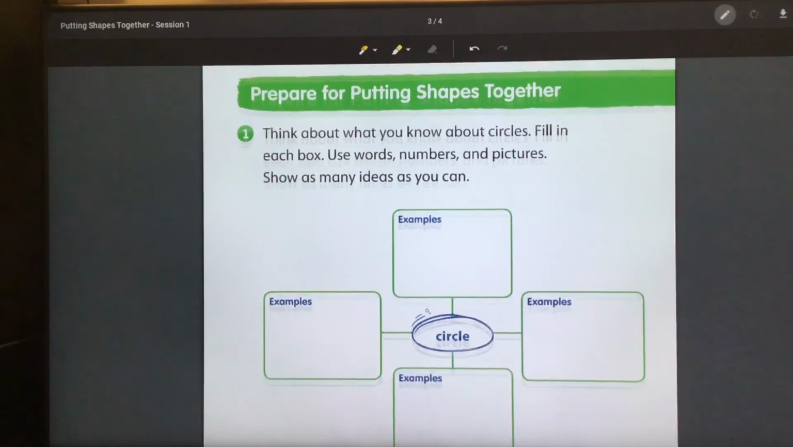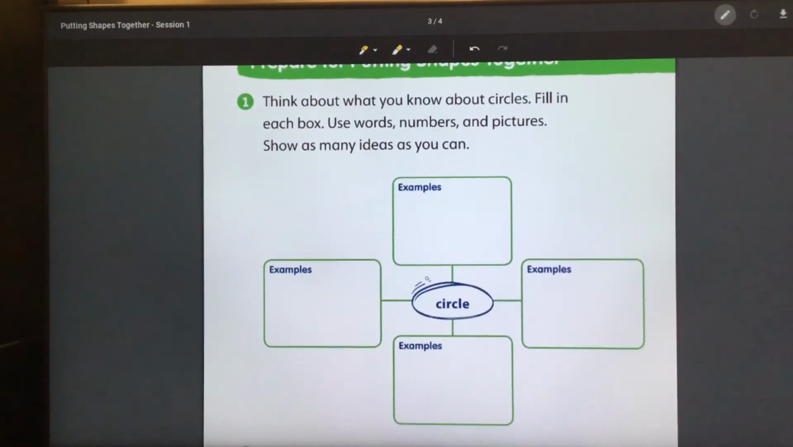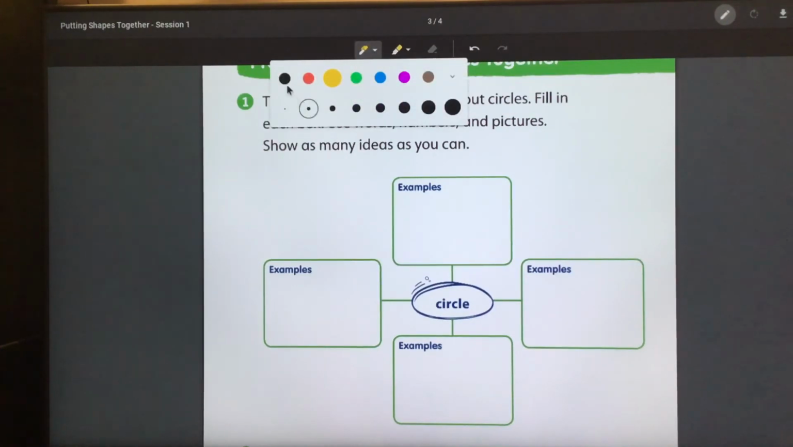Okay, going to the next page. Today we'll do the green page together. It says, think about what you know about circles. Fill in each box. Use words, numbers, and pictures. Show as many ideas as you can. Okay, so using words, what could we say a circle is? I would say that a circle is a round shape that has no sides or corners.